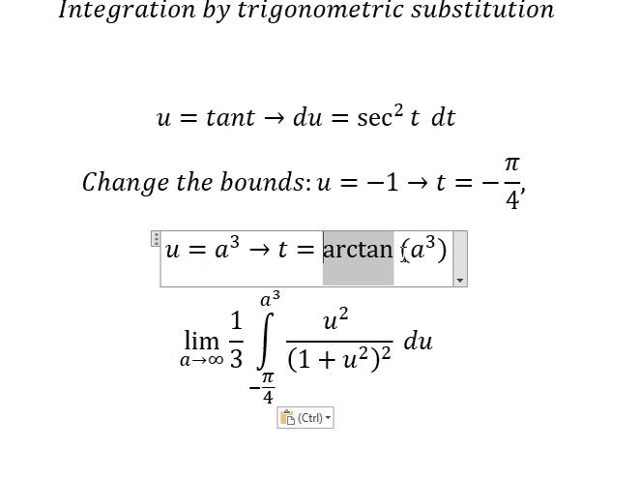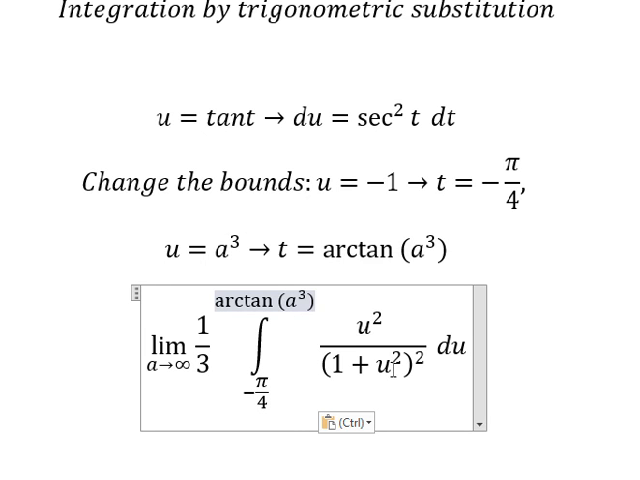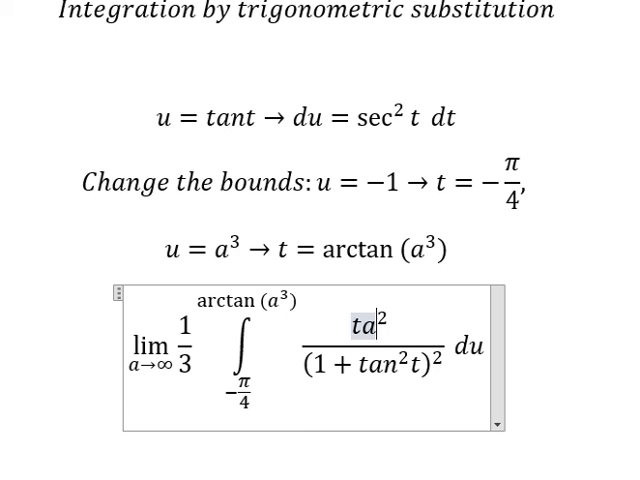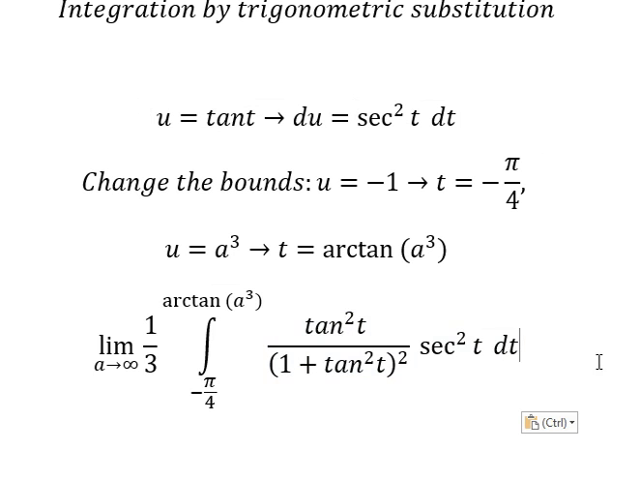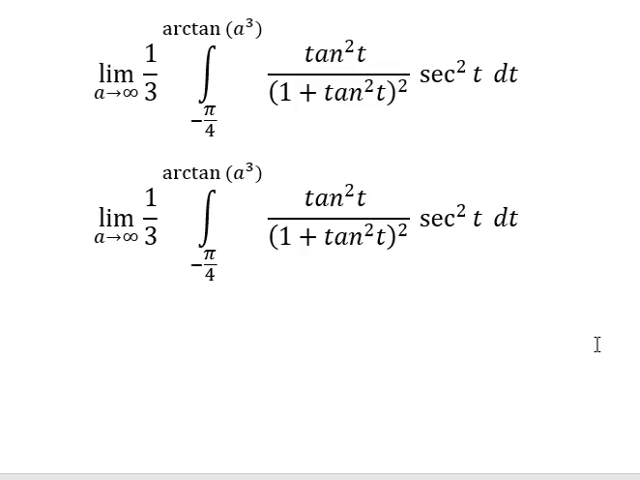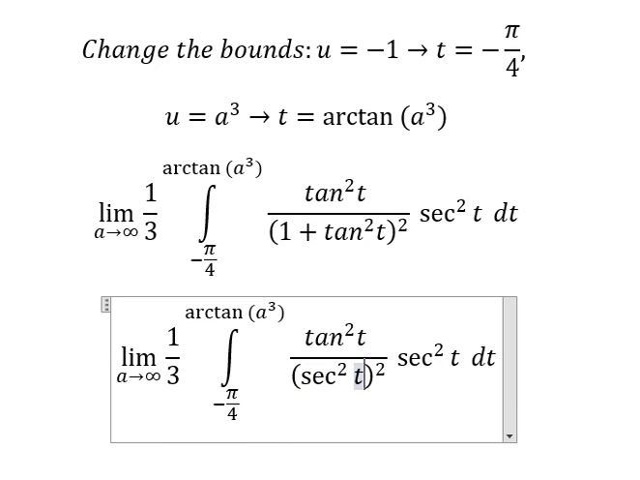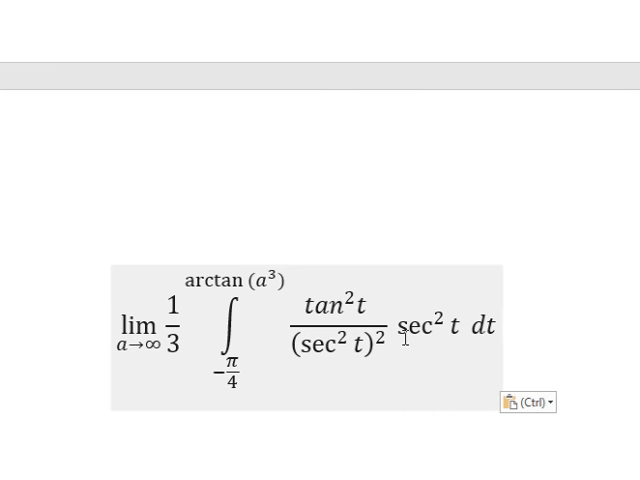This one we change by this one. u we change by tan t, and this one in here. The u we change by this one. This one we change by secant of t squared. Later, we simplify secant of t squared on numerator and denominator.